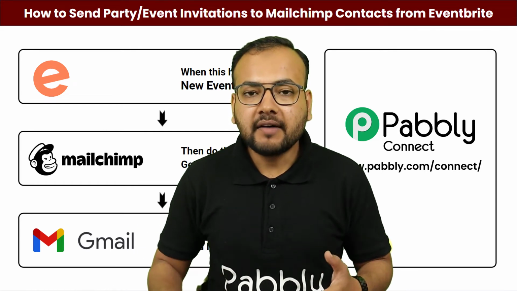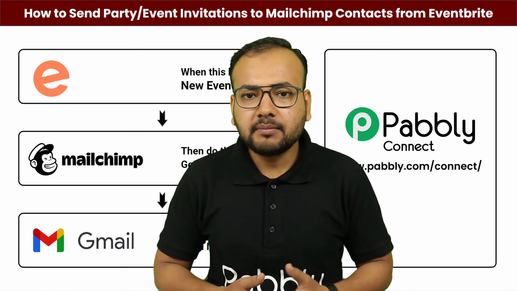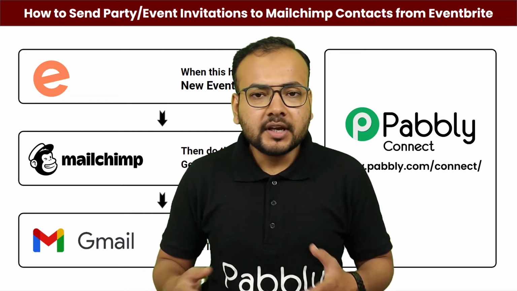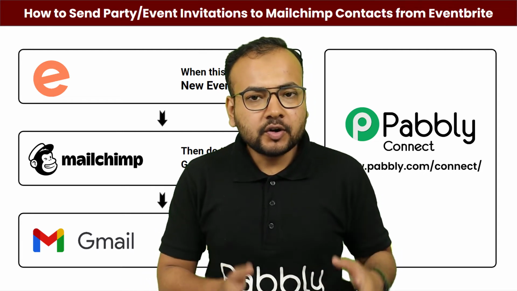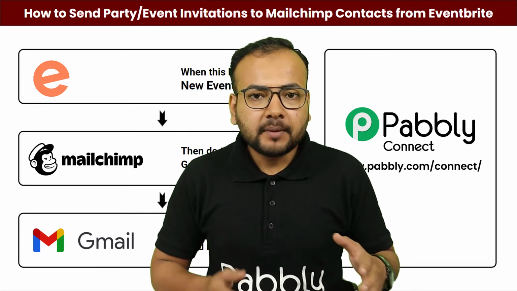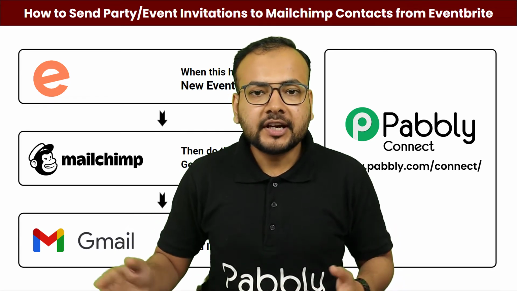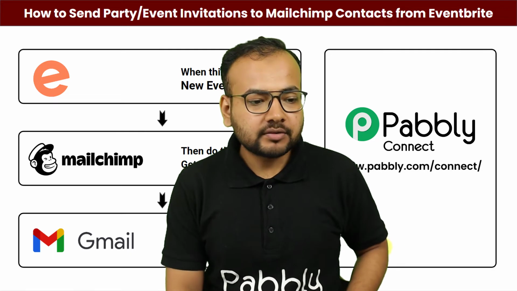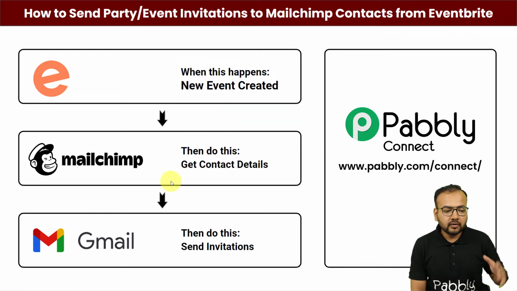So in Mailchimp you have created a list of contacts. They can be your clients or your users. So you can use this automation that I have designed for you, by which you can fast pace the invitation sending process. So now you can see on my screen here guys, this will be the flow of this automation. As and when a new event is going to be created in Eventbrite application, the contact details of your Mailchimp contacts will be fetched automatically and the invitation emails will be delivered to all those contacts automatically via Gmail.